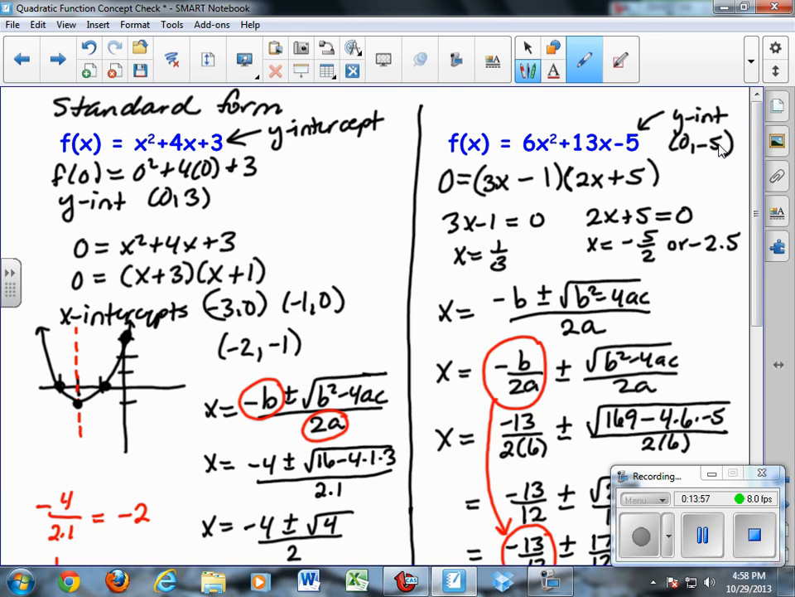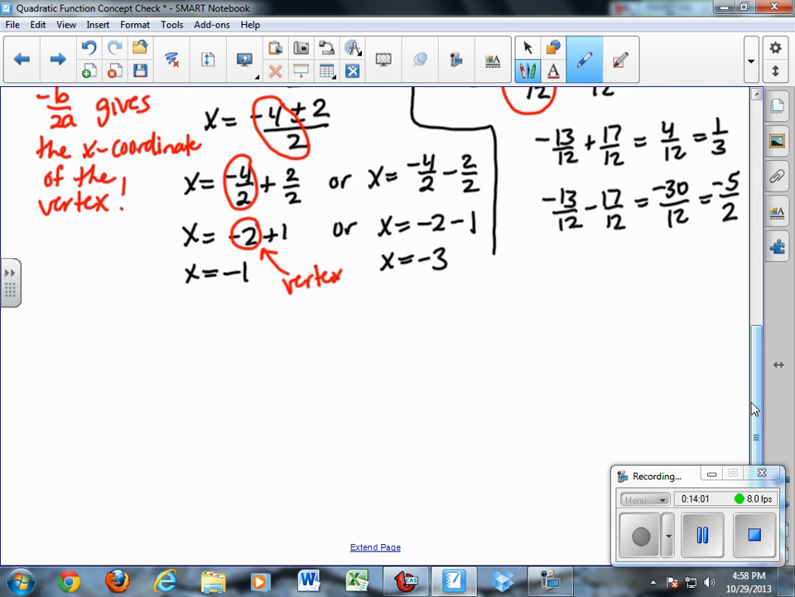So I'll just make a rough sketch of this. Negative 13/12 is a little past negative 1. So there's my negative 13/12. And then here's negative 12.0 something. Here's my vertex. My y-intercept is negative 5. And so then I could just draw the graph using symmetry. So that's just a really rough sketch of the graph.